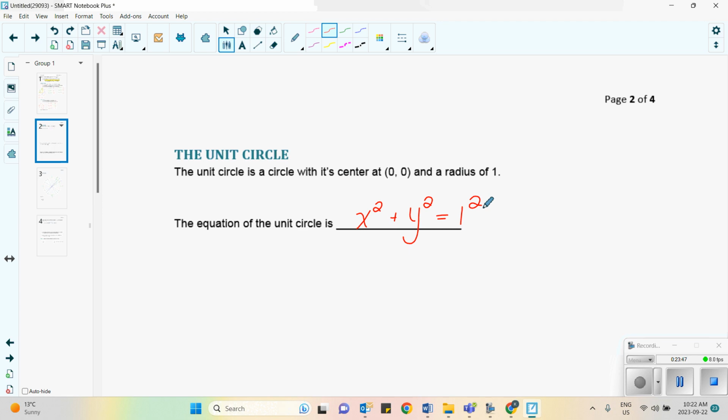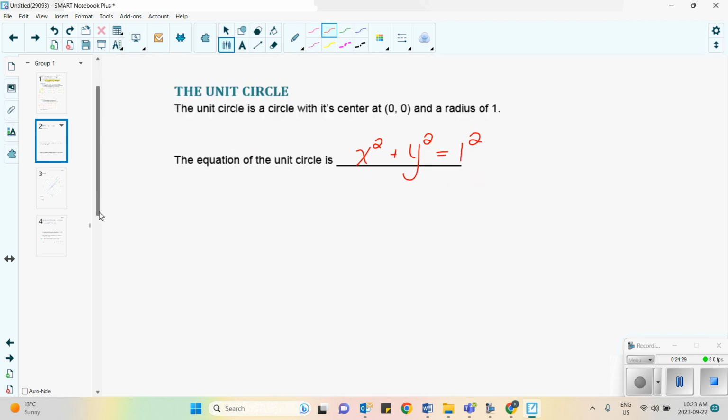I think this might be on your formula sheet, though. Nope. This is not on your formula sheet. We're going to have to remember it ourselves. It's not too hard. Just know that the 1 on it isn't always there. It's the radius. So just in this case, it's the unit circle.